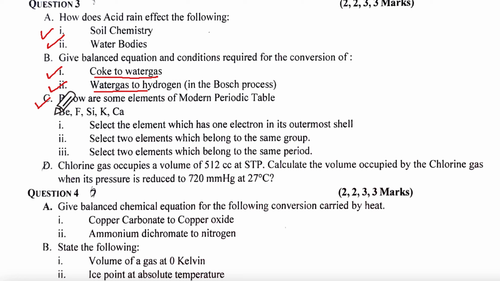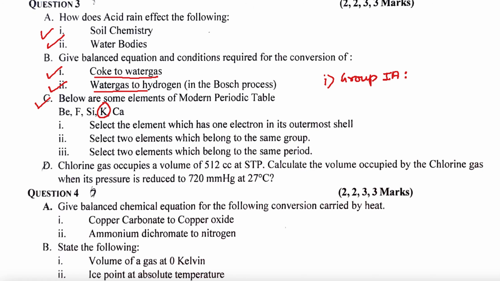What are they giving you? This B, E, F, S, I, K, and C, A. Now they are saying select the element which has 1 electron in the outermost shell. So 1 electron in the outermost shell means it will be group 1A. So you have to remember the alkali metal. Now can you see K is 2, 8, 8, 1?